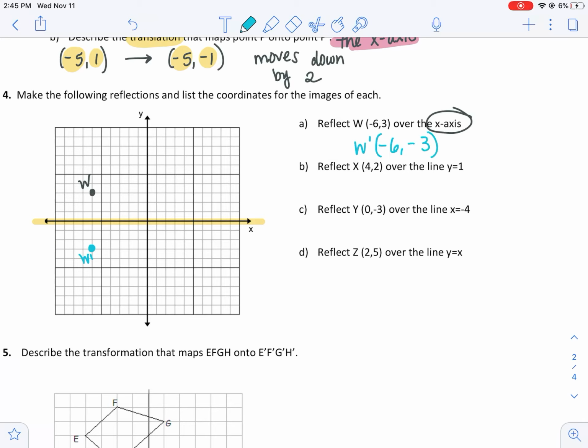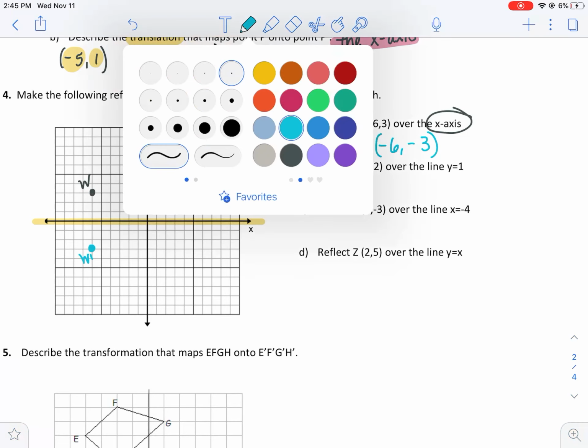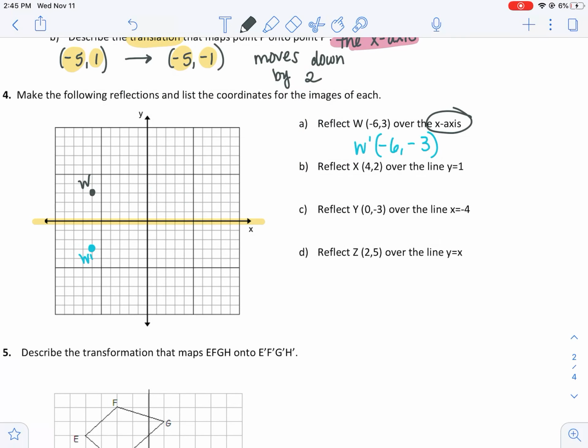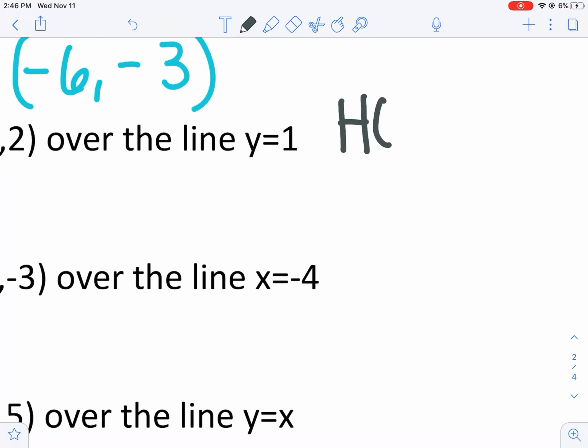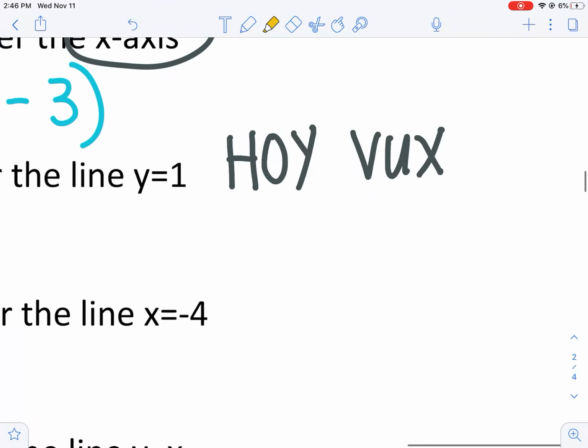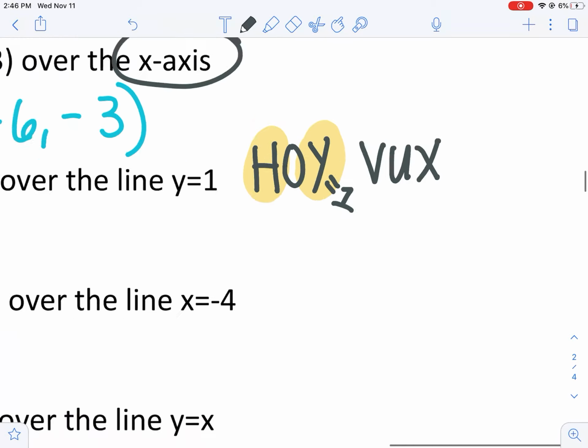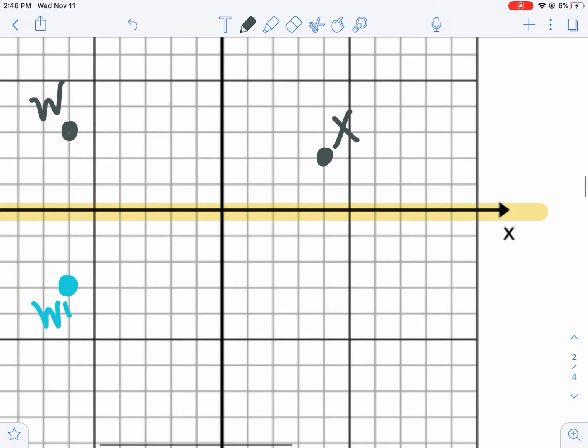Okay, now we've got to reflect X at (4, 2). Here's that X value at (4, 2), over the line y equals 1. Now, let's use that hint. When I have y equals, it means I have a horizontal line. So it's going to be y equals 1. I'm going to have a horizontal line at y equals 1.